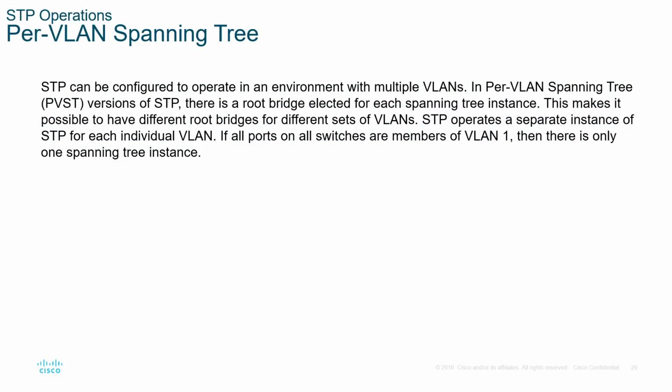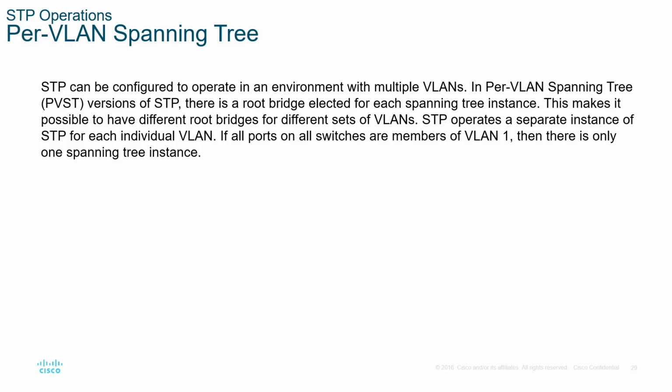Now, STP can be configured to operate in an environment with multiple VLANs. Once we have an environment with a single VLAN, the drawback of running STP is that one of the ports, one of the links, will be blocking at all times. So it's usually a topology where you're going to see links that are green, links that are orange. The orange links will be the links that are blocking temporarily, and so on.